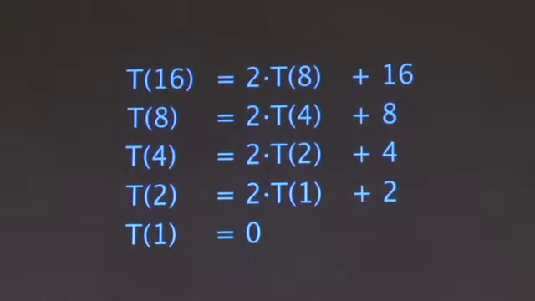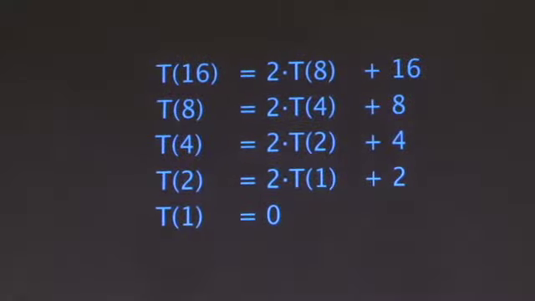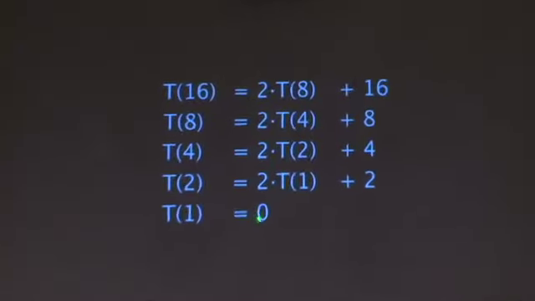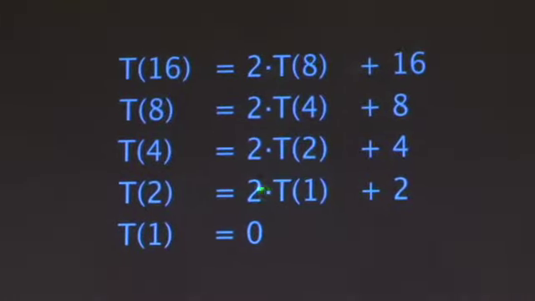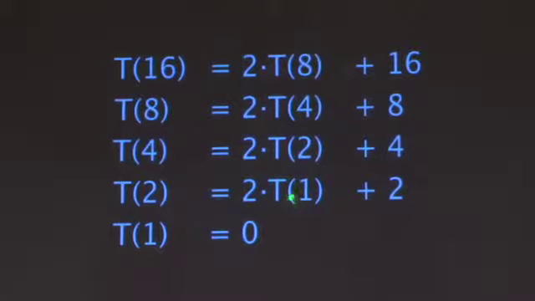If I hand you a list of size 1 and I say sort this, just as Joseph did, you hand it right back. You're done. So now what can we do? Just algebraically, we can say, all right, well, I've got this t of 1 here. Well, I can plug this 0 in here. That's going to give me 2 times 0, which is 0, plus 2 is 2. So now I know what t of 2 is.